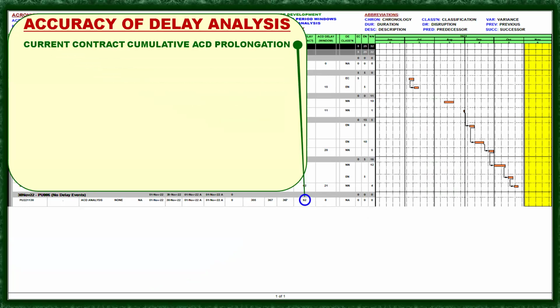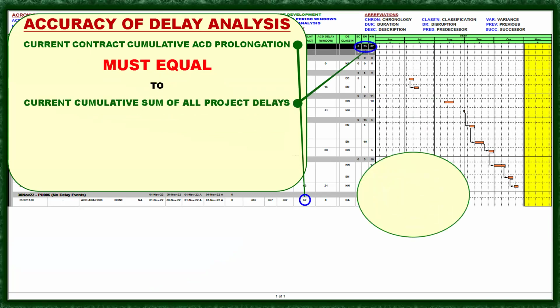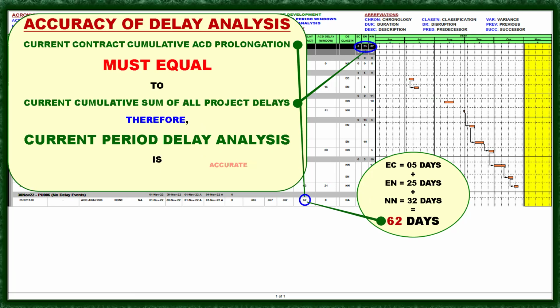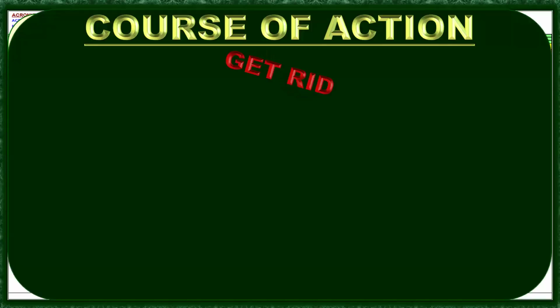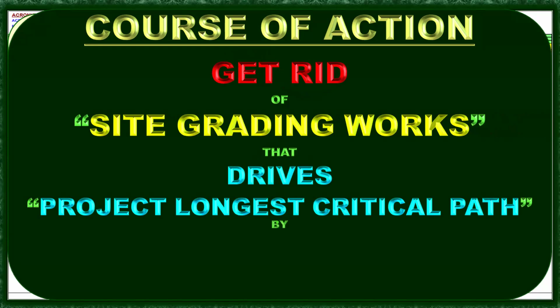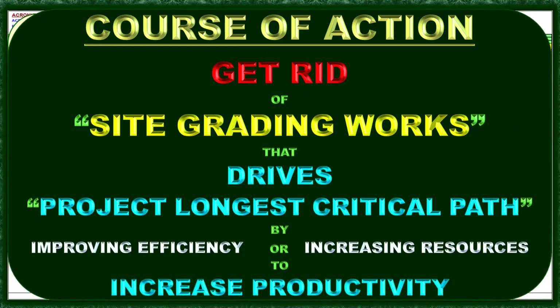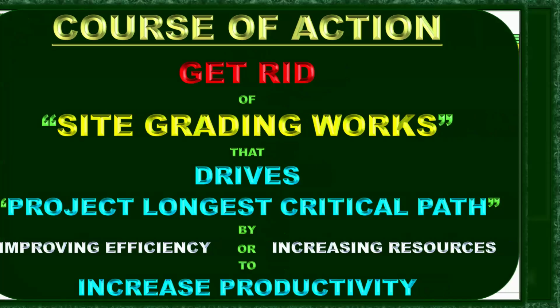Okay, the accuracy. We have here 62 also, so it must equal the current program update. So the ECD is 5 plus 25 plus 32, which equals 62. So therefore, the current period delay analysis is accurate. Once they are not equal, you have to review and check it, and it must be equal. Okay, next, course of action: get rid of the site grading works that drives the project's longest critical path by improving efficiency or increasing resources to increase productivity.